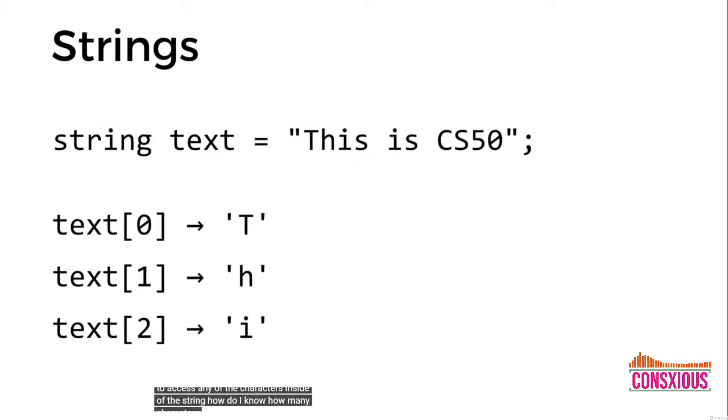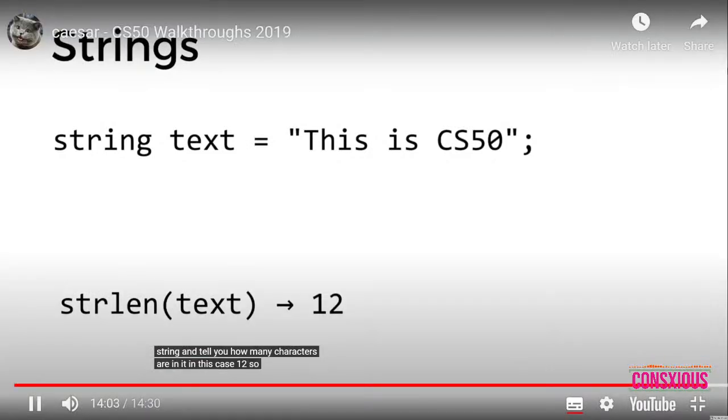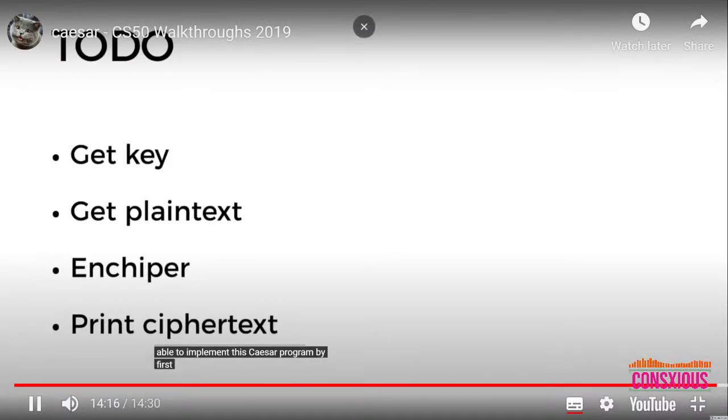How do I know how many characters are in the string? Well, there's another function called strlen, short for string length, that will take a string and tell you how many characters are in it, in this case 12. So by combining this, knowing the length of the string, knowing how to access an individual character in the string, and knowing how to encipher an individual character in the string, you should be able to implement this Caesar program by first figuring out what the key is, then getting the plaintext, then enciphering that plaintext by shifting all the alphabetic characters, and printing the result.